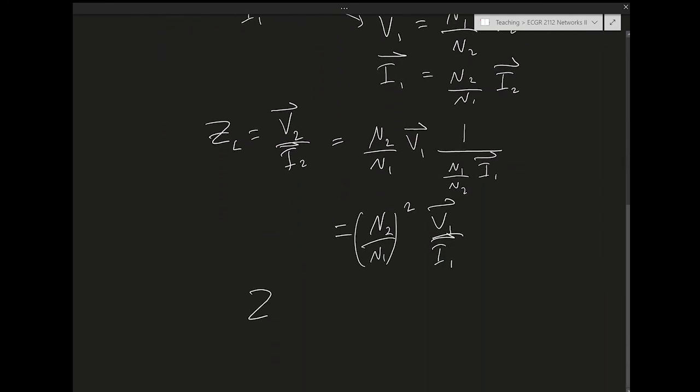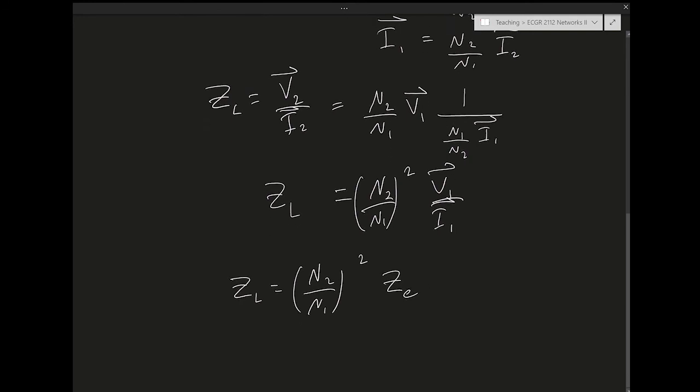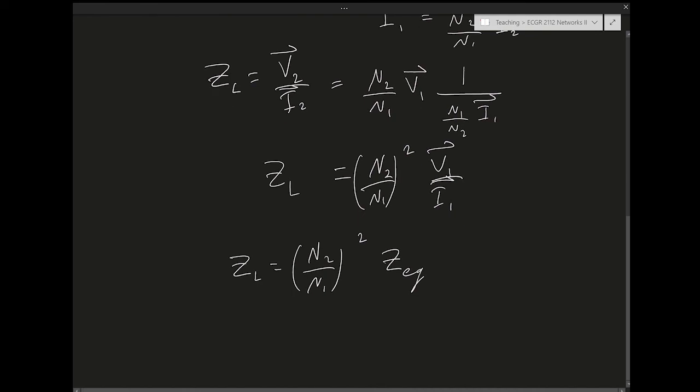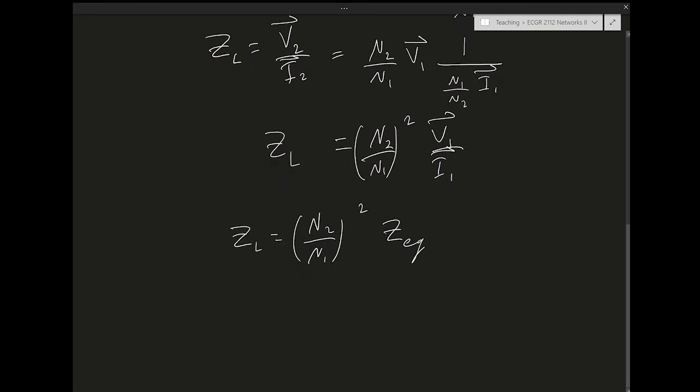And that's the expression. This, of course, equals ZL. So ZL equals N2 over N1 squared times V1 over I1, and V1 over I1 is Z equivalent. That's what we call the reflected impedance, the impedance that appears on the primary side. I want to write Z equivalent in terms of ZL. So Z equivalent is going to be N1 over N2 squared ZL. This is the expression.